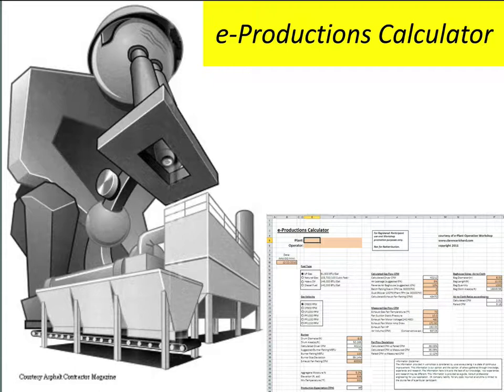The standard plant operating conditions are 500 feet above sea level, 300-degree mix, and aggregate moistures near 5%. When a plant is operating under different conditions, the eProductions calculator makes the adjustment to the actual plant production expectations.